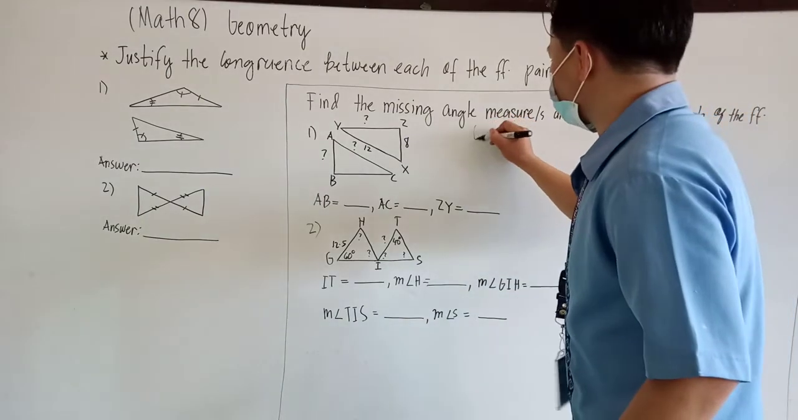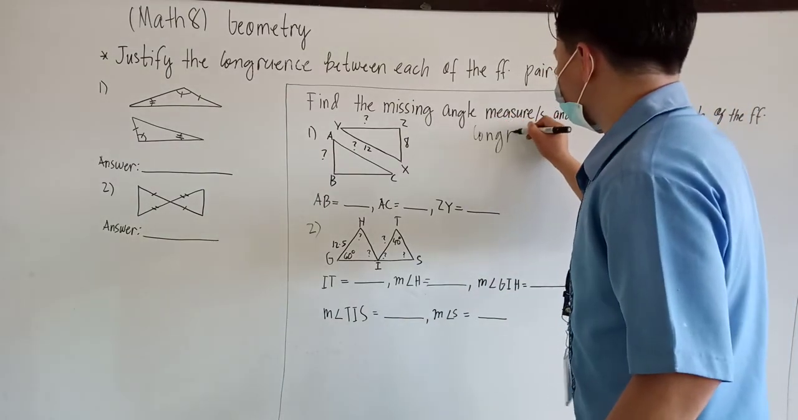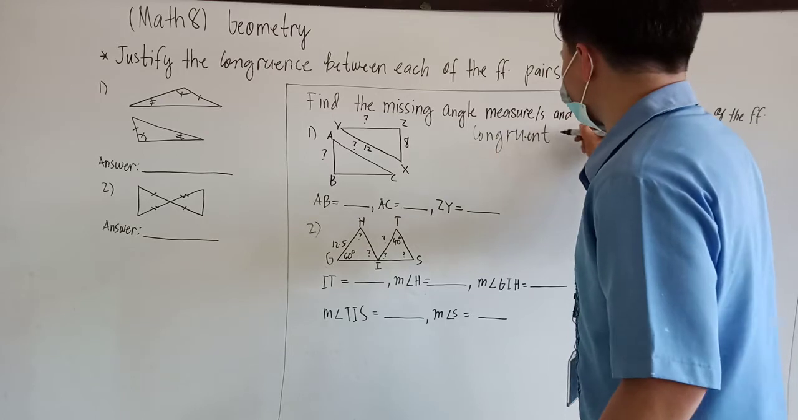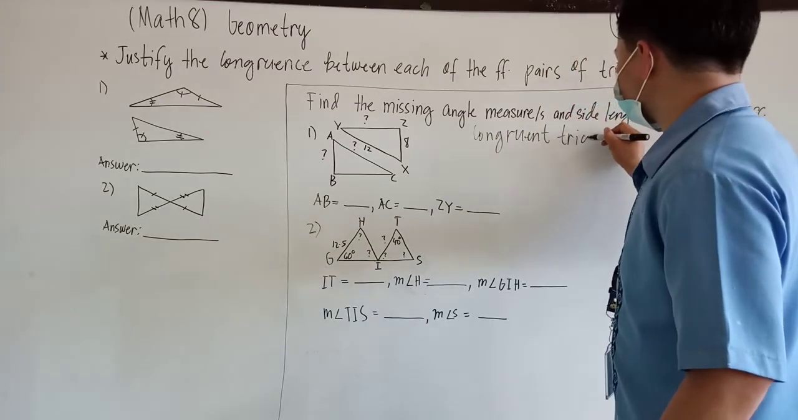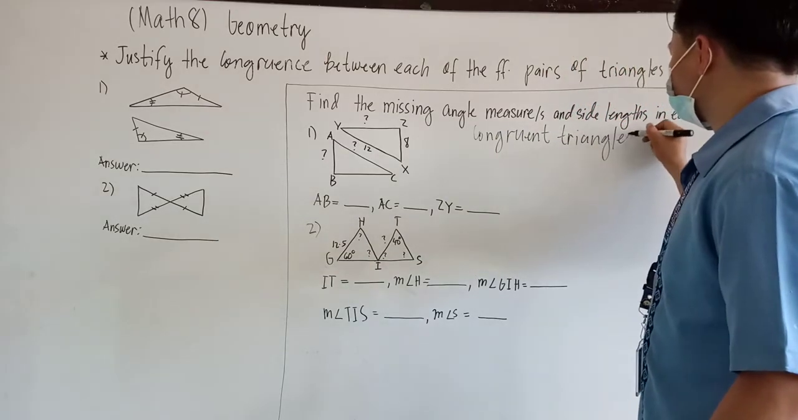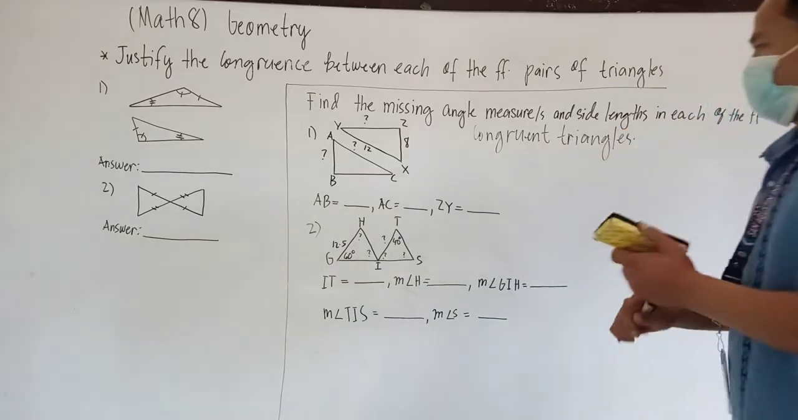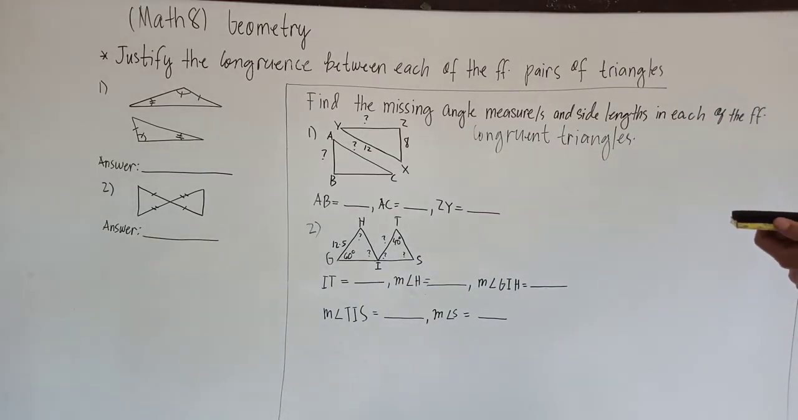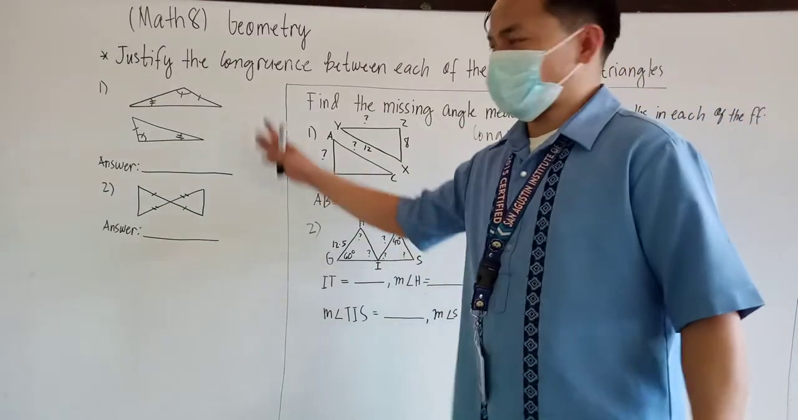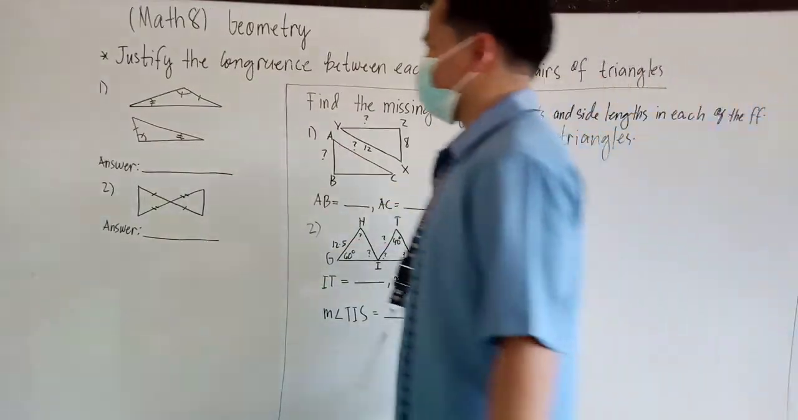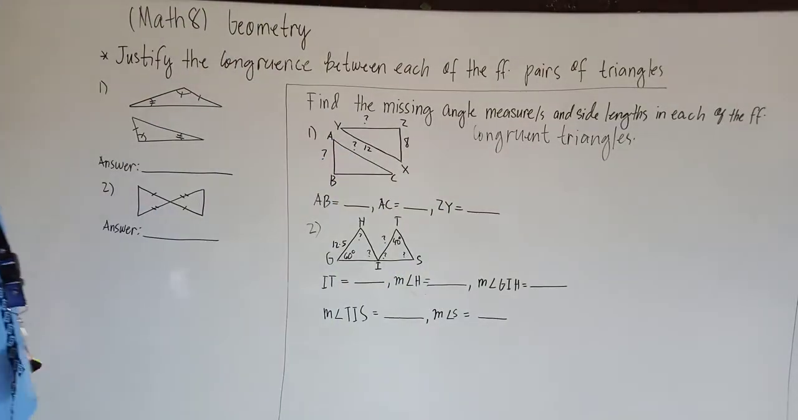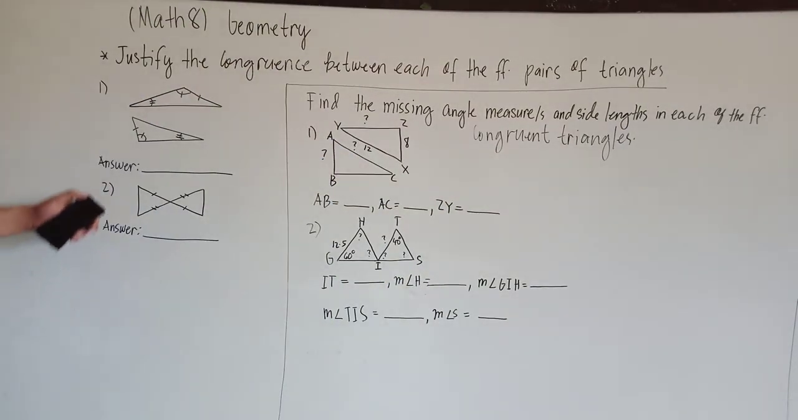We have here the following congruent triangles. Find the missing angle measures and side lengths in each of the following congruent triangles. Let us begin on the left-hand side. Justify the congruence between each of the following pairs of triangles.